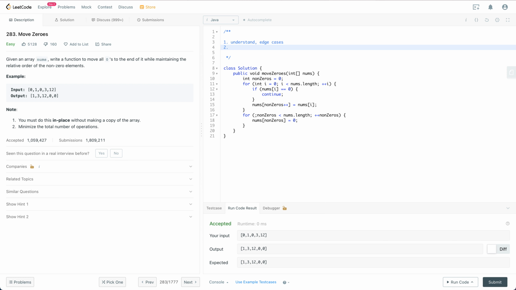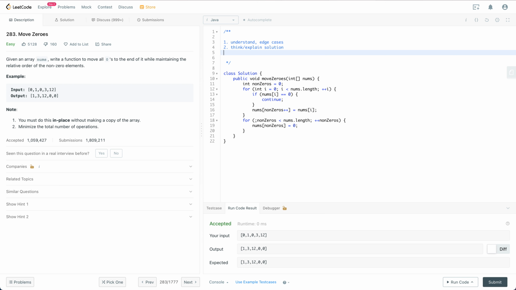So the next part is to think about the solution and explain the solution to the interviewer. So have a nice discussion with the interviewer about the solution, and do some runtime and space analysis to justify the efficiency before you start coding.